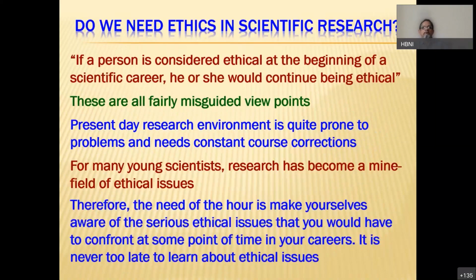And so that means if a person is considered already ethical at the time when he joins your scientific career, he would continue being ethical. Why should he go unethical? So these are all rather misguided views.